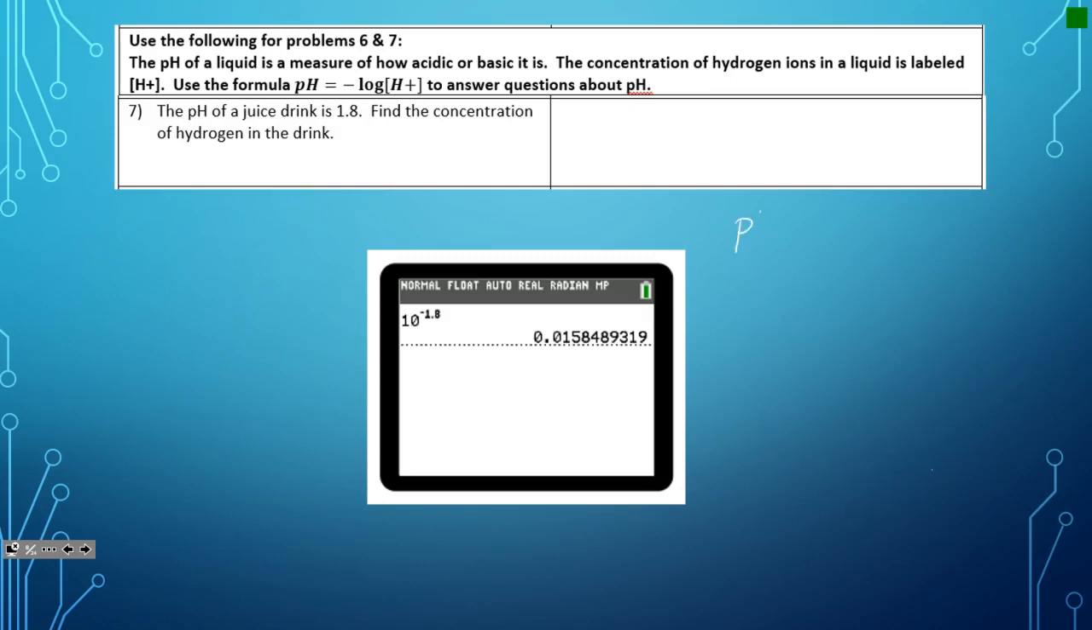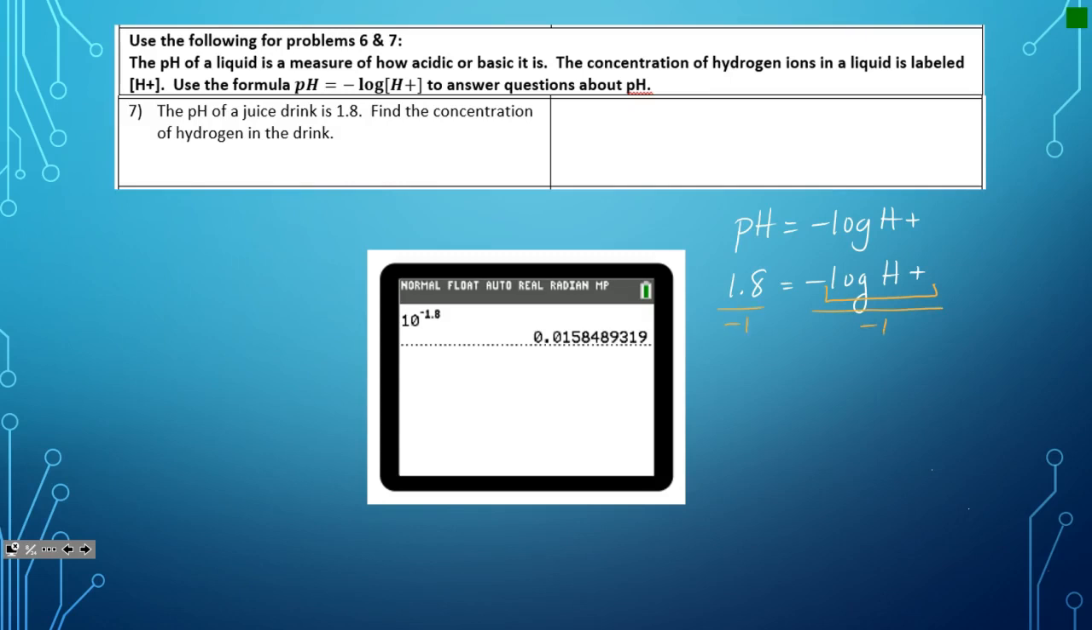So I'm using this formula, remember, that it's negative log of H+. And now instead of pH, I'm going to put 1.8. And then I'm trying to solve for H+. So the first thing I need to do is isolate the logarithmic expression. The logarithmic expression is almost by itself. I just need to get rid of this -1. So I'm going to divide both sides by -1.